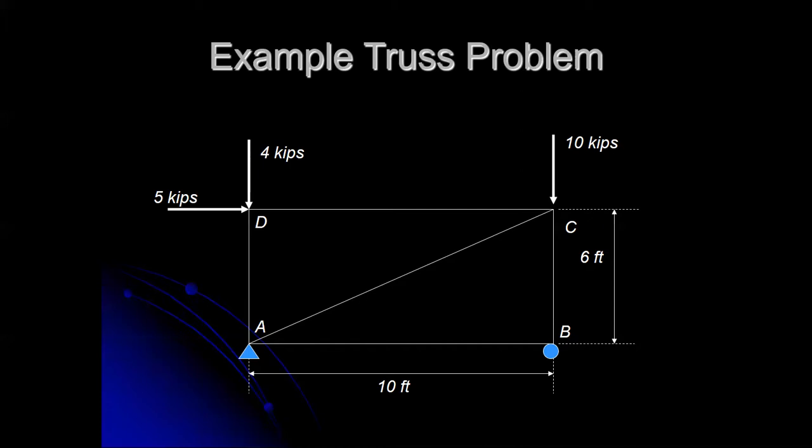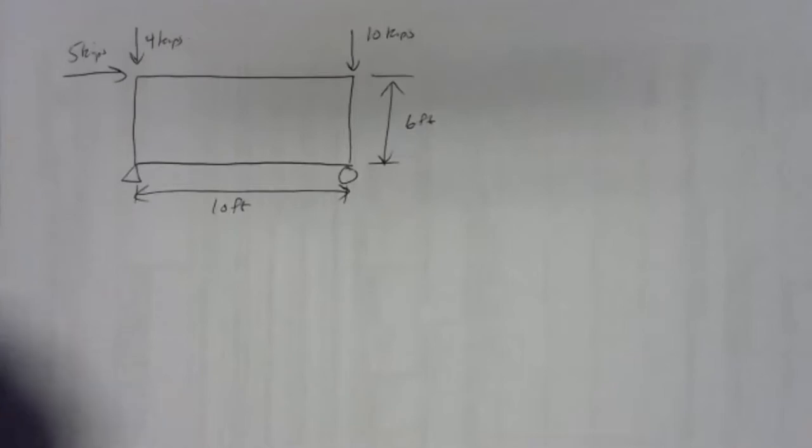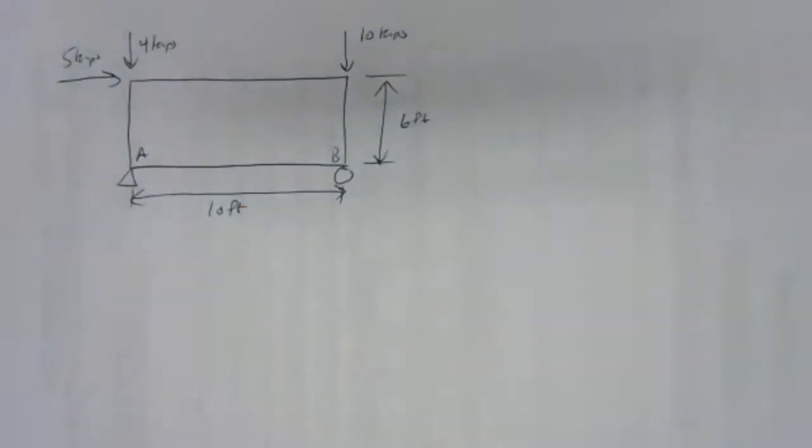So I'll copy over my forces here, 10 kips, we've got 4 kips and 5 kips. And let's see our geometry. Got 6 feet high and 10 feet wide. All right, so let's take a look at that. So there's the truss, and I've eliminated the internal detail because it doesn't matter for the external problem. So we're into step 1 here, solving for the reactions at the supports A and B.